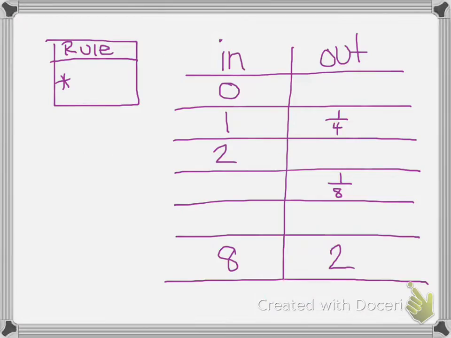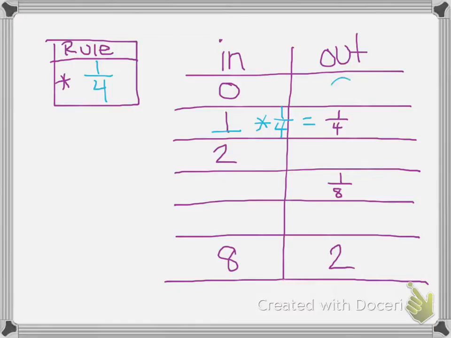And the last one says complete the in and out table and then complete the rule that relates the in numbers to the corresponding out numbers. So if I look at the rule, I would look here. I know I'm multiplying something. 1 times blank equals 1/4. So I know whenever I multiply by 1, it's itself. So I know I'm multiplying by 1/4. So the rule is to multiply by 1/4.